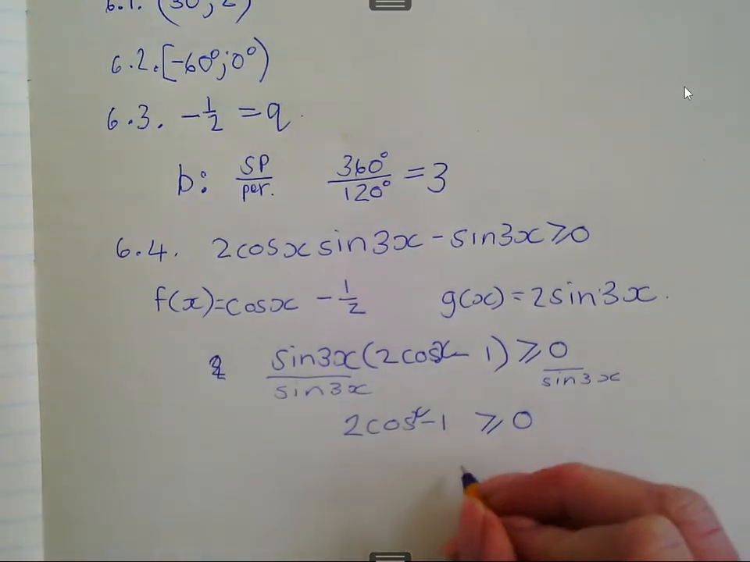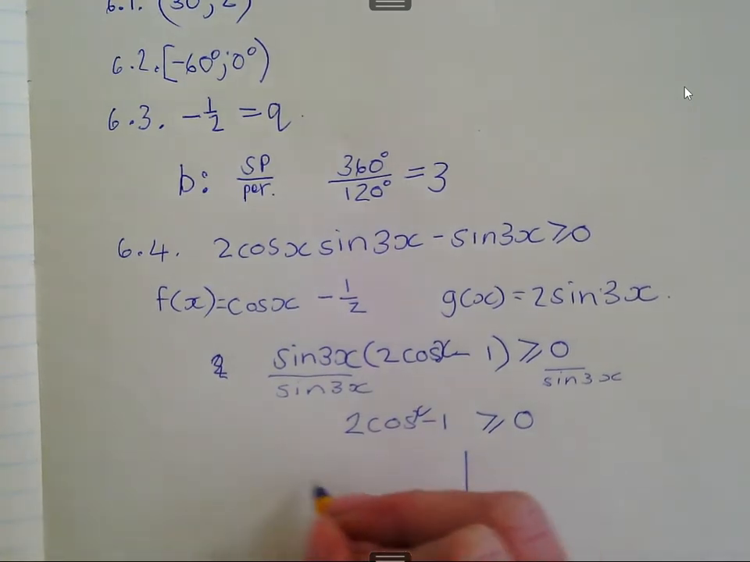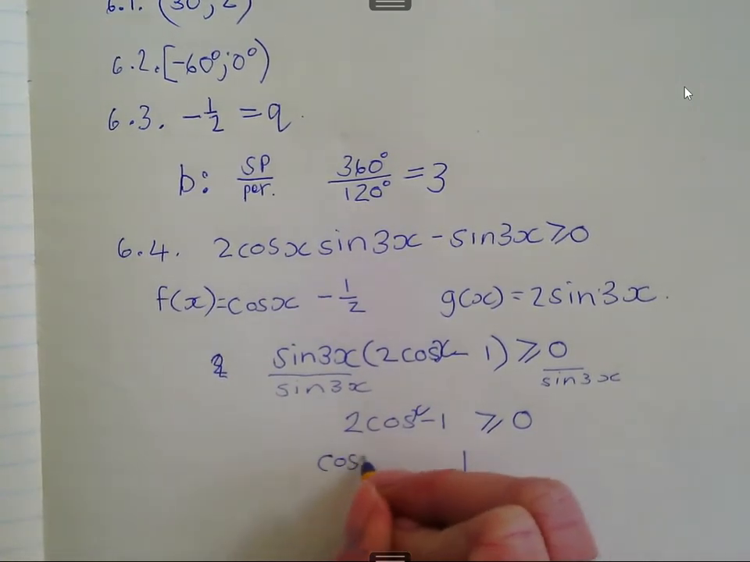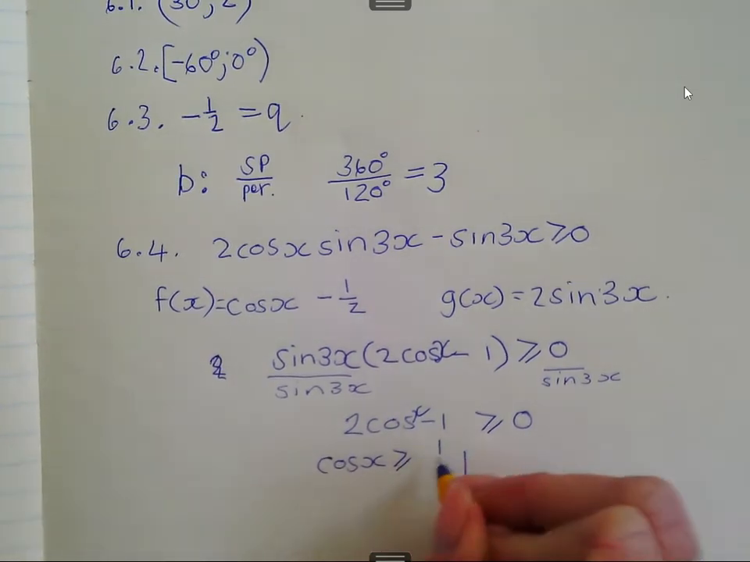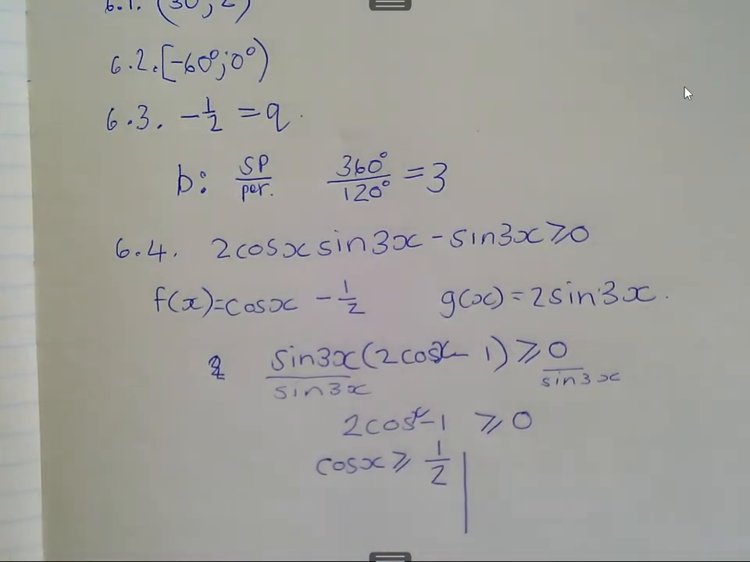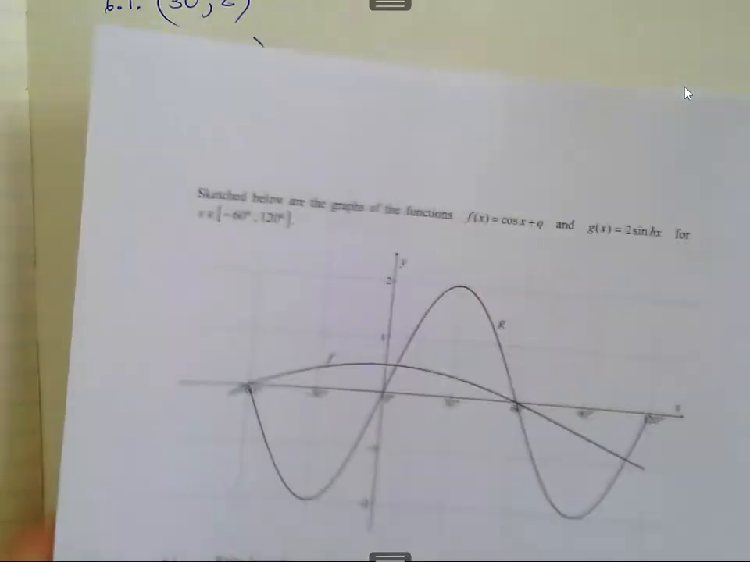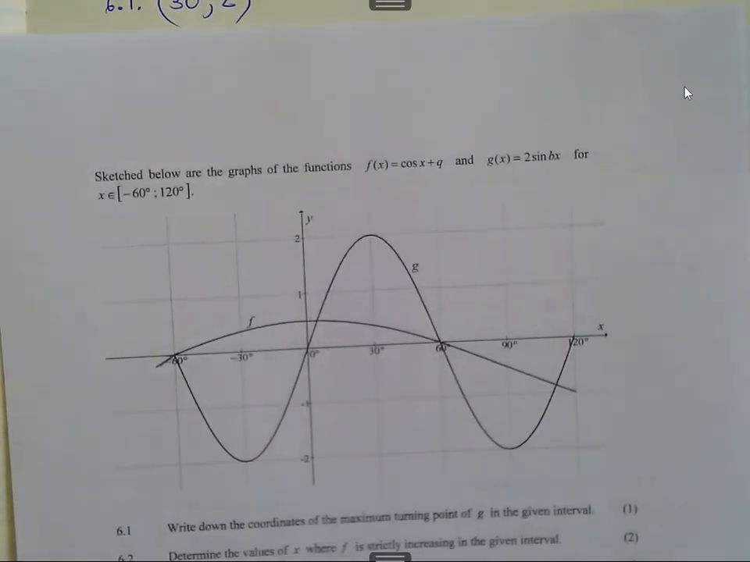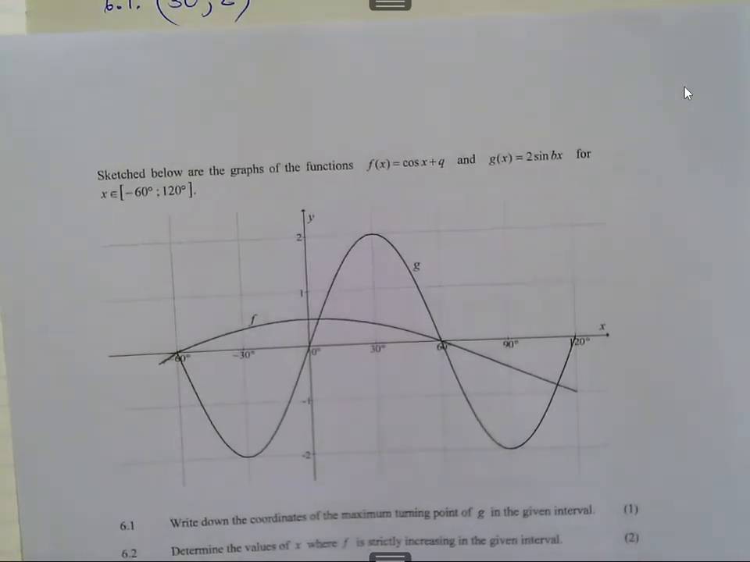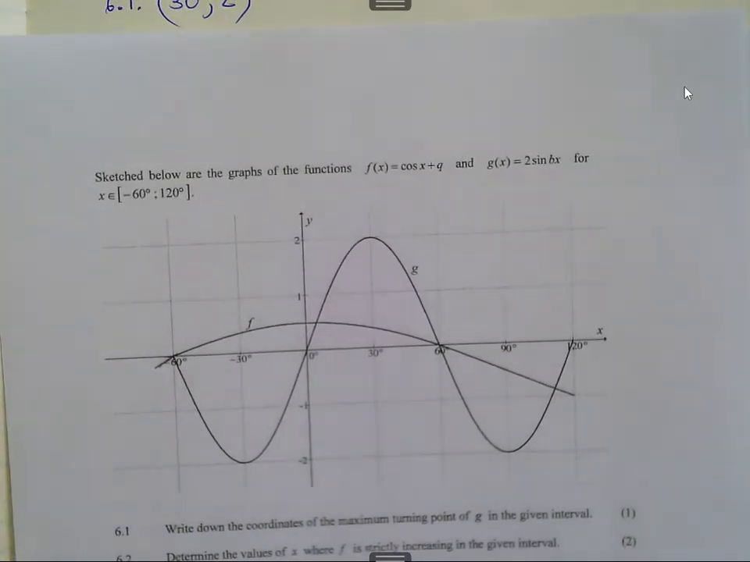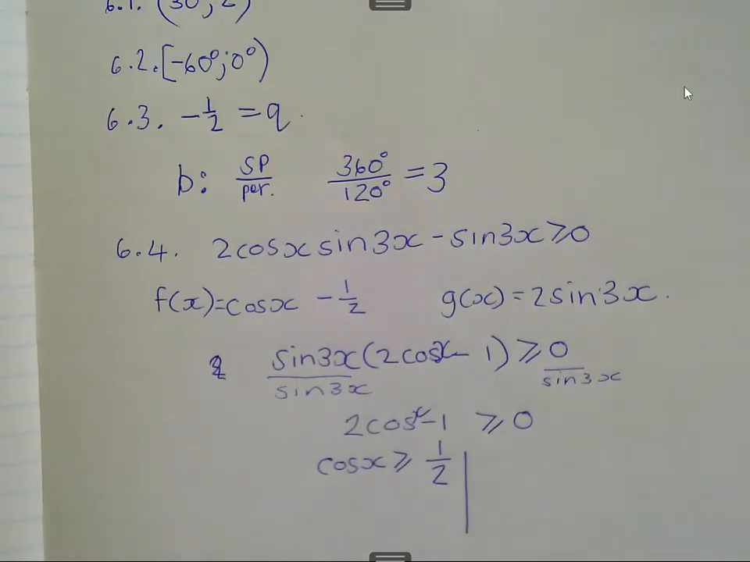Now I just want to show you two options. If I take everything over, it's going to be cos x greater than or equal to a half. Now the problem I have with this at this stage is that I don't have a cos x function. So you must remember, whenever we work with graphs, because they are saying use your graphs, we need to try to get our equation to look like either one of the graphs.